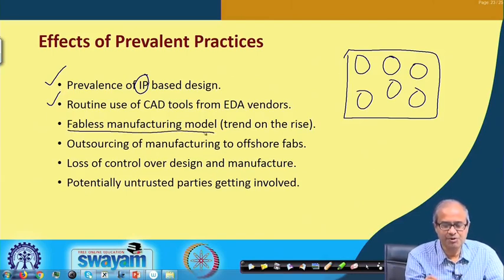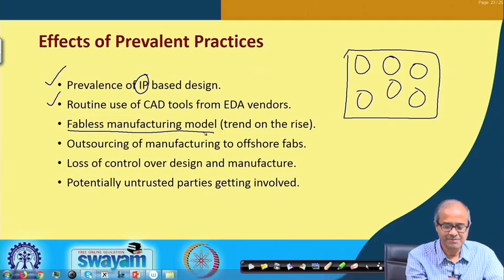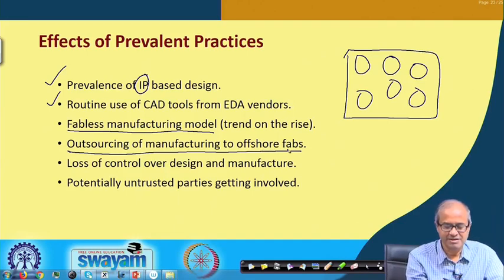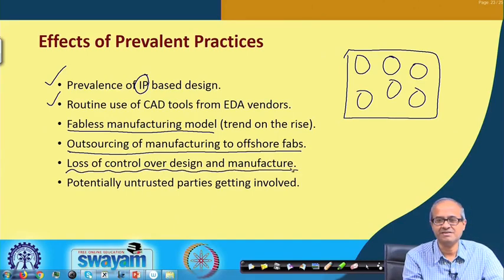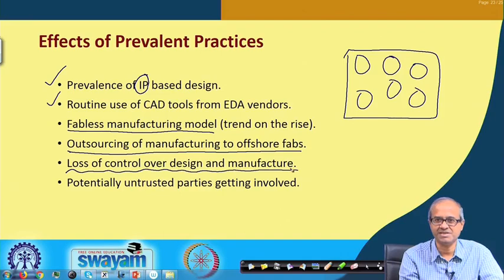Fabless manufacturing model: we do not manufacture ourselves, we give it to someone else to manufacture. So, there itself something wrong might happen. Like here, this is related to outsourcing of manufacturing to offshore fabs. We are slowly losing control over design and manufacture. We are not designing the whole thing, we are certainly not manufacturing; most of the time someone else is manufacturing.